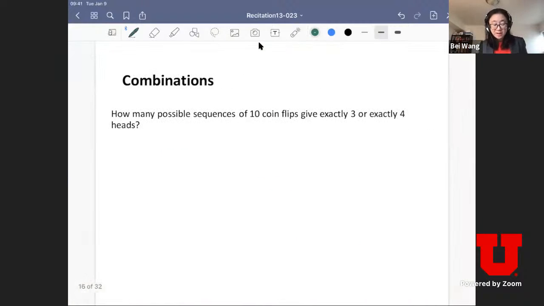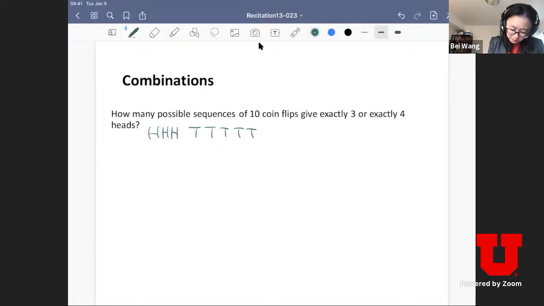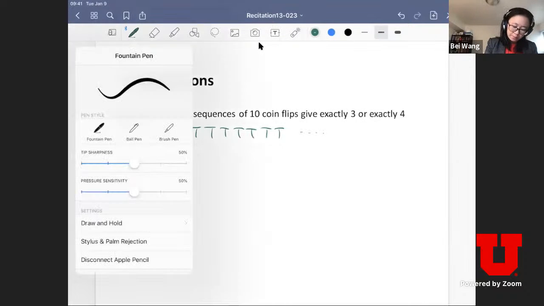All right, so let's move on to the next one. We haven't really gotten into the more complicated solutions yet, and we have 20 minutes left. So how many possible sequences of 10 coin flips give exactly 3 or exactly 4 heads? Again, this is a counting problem, and this is where you are going to use the rule of addition. So for example, 3 heads and then the remaining are tails. This is one allowable configuration, for example. And so on. So there are multiple possible solutions.